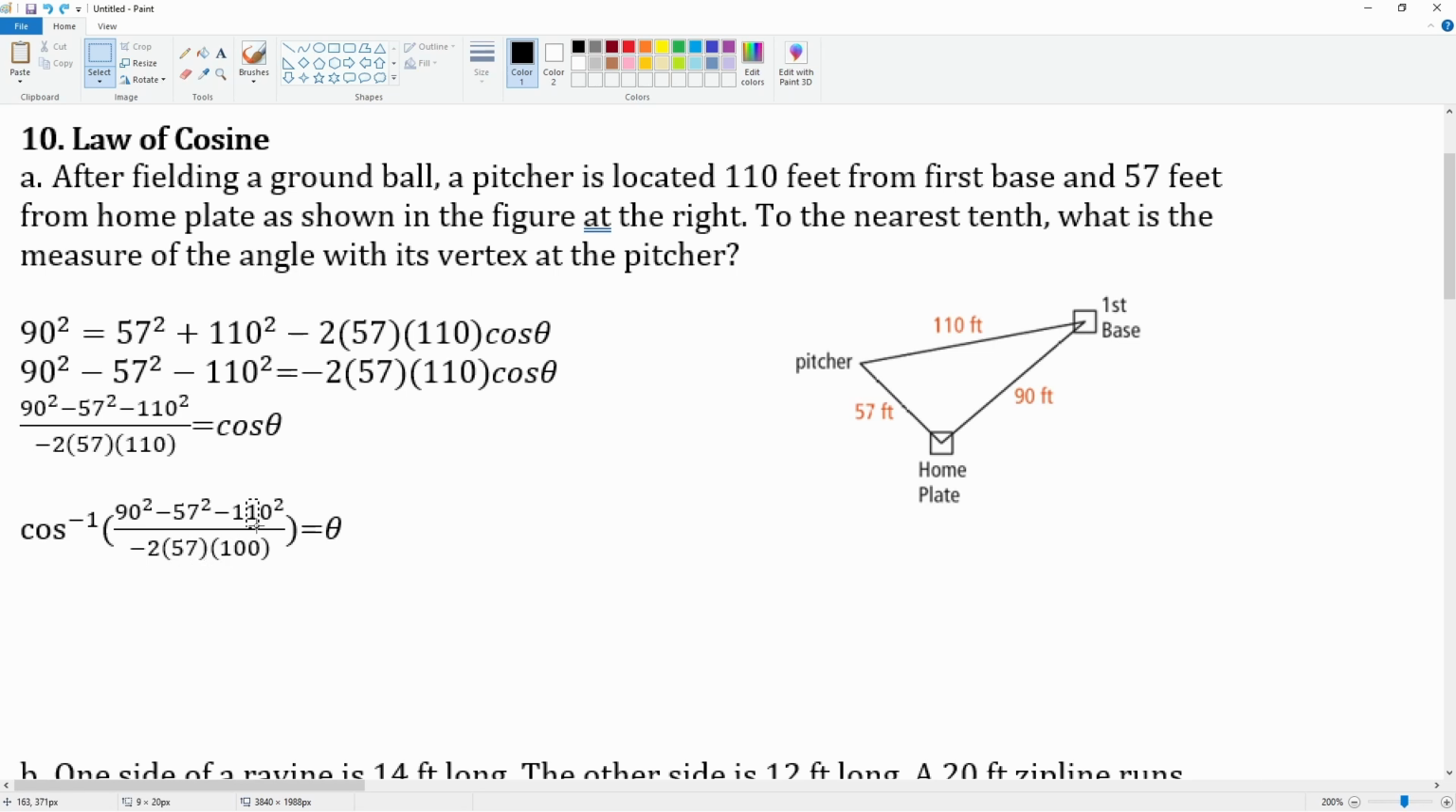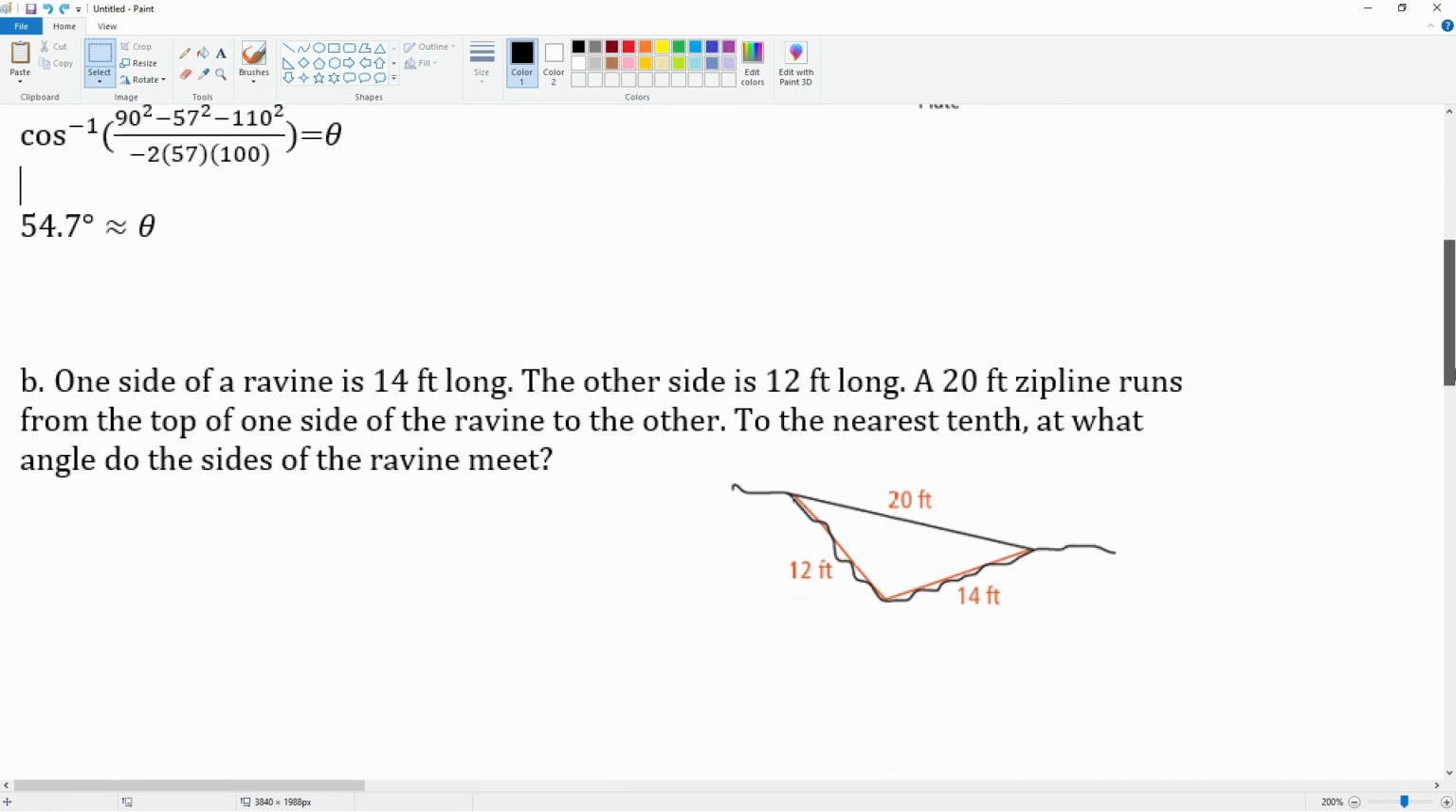Oops, sorry. This should be 110. So this should be 110 here. This should be 110 down here because you're dividing by the 110. All right. So that should get you around 54.7 degrees, I believe, unless I divide this wrong. But that should be what it would be here.